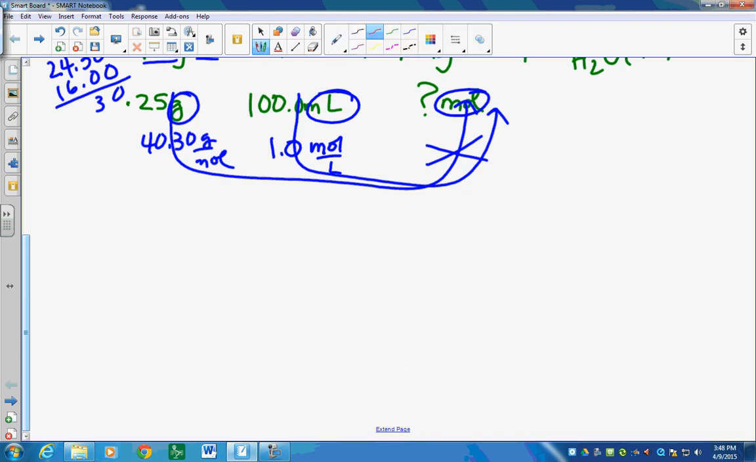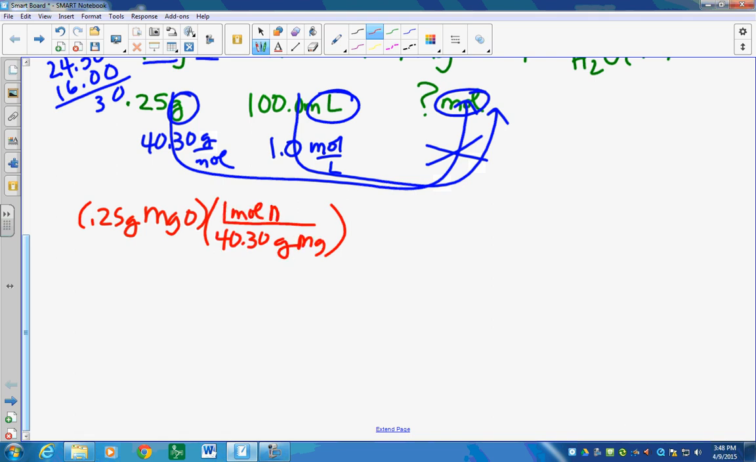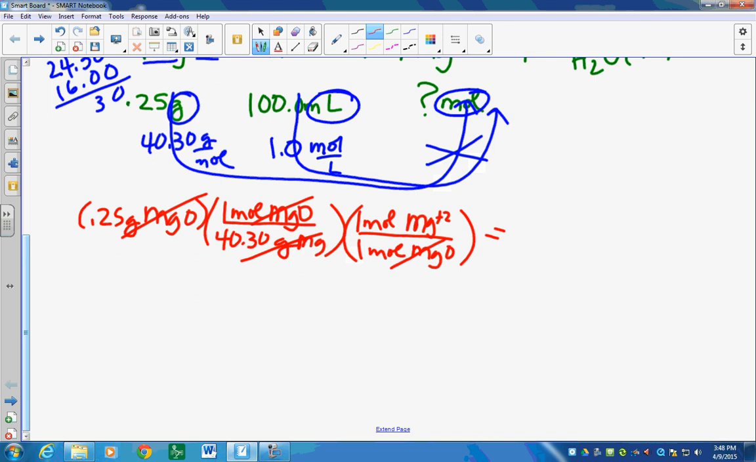So here's what I do. First one, 0.25 grams of MgO. Most important concept in all of chemistry is the mole. There's 40.30 grams of MgO in 1 mole of MgO. For every 1 mole of MgO, you will get 1 mole of Mg+2, because you always go to a product. I just picked the first product. Cancel this: 0.25 times 1 divided by 40.3 times 1. My calculator, when I practiced this at home, said 0.00620 moles of Mg+2.